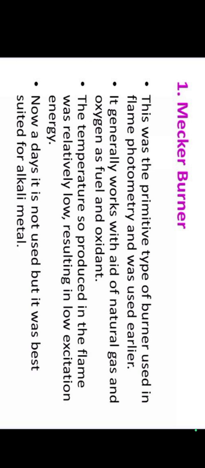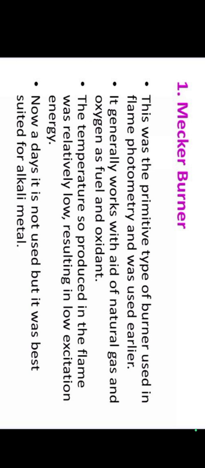First, as examples of burners, the Meker burner. This is the primitive type of burner used in flame photometry. It was used in the earlier stage of flame photometry. Then the Barger burner.